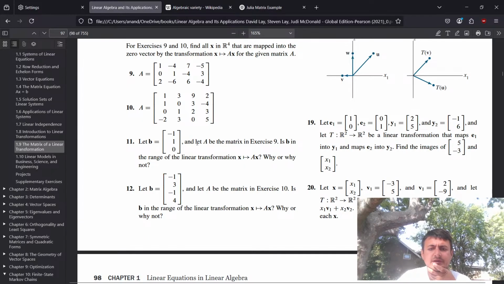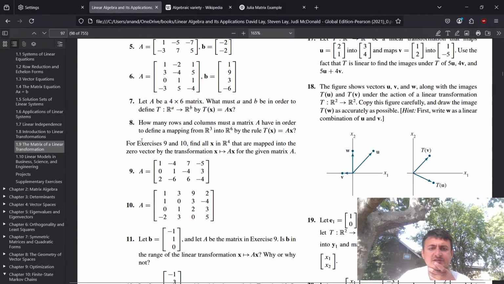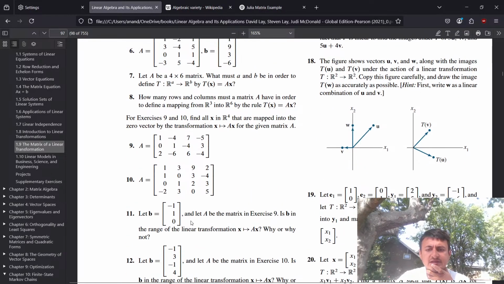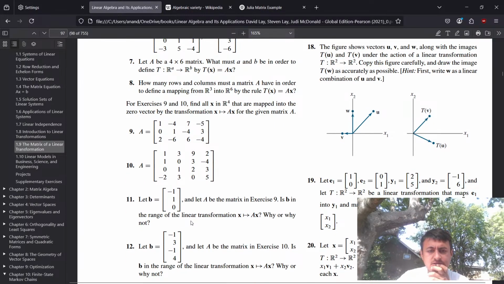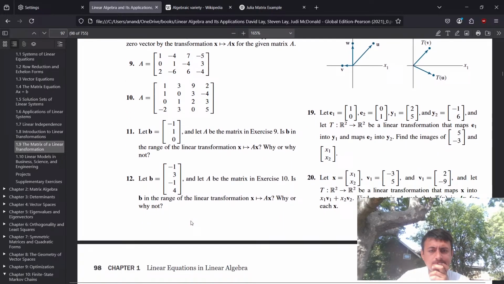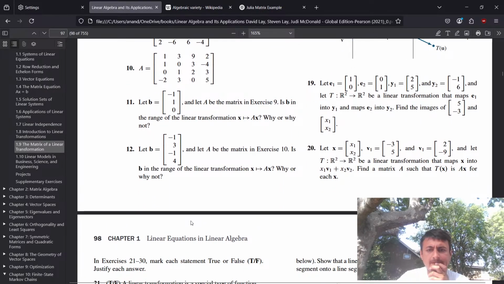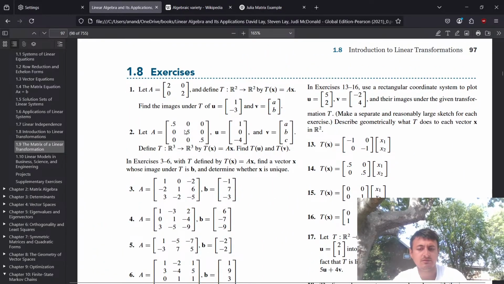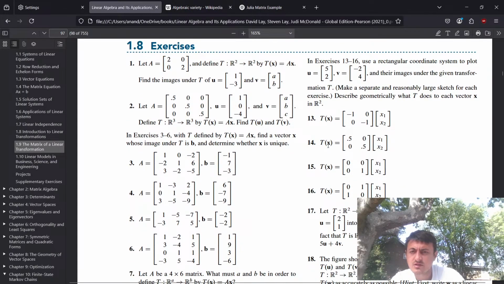Wait, what? Oh, wait. Okay. Yeah. So 11 is the same as these 3 through 6, I think. Basically, is the system AX equal to B consistent? Okay. This is the same one as 11. Plot the image of a bunch of vectors. Okay, that's all good with me. Describe geometrically what it does.